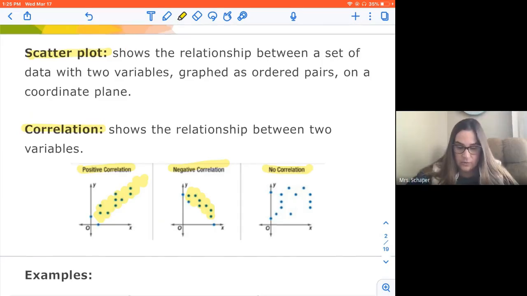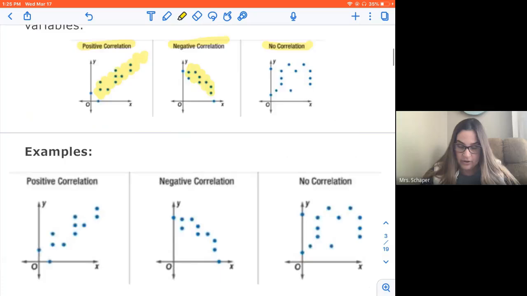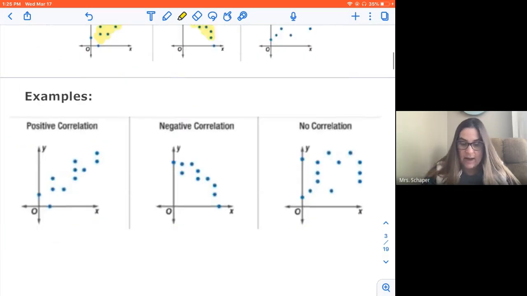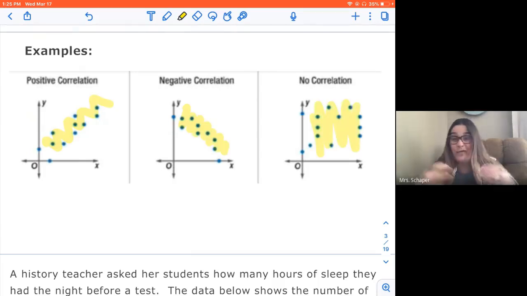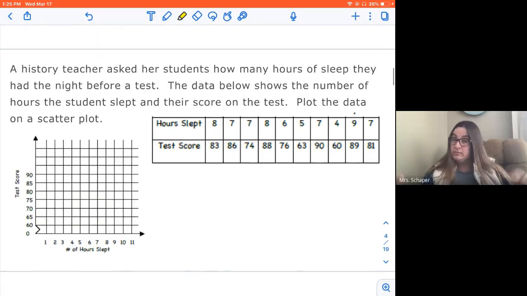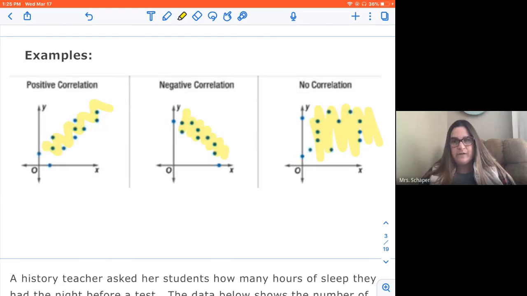So let's go through here again. It's very similar to what you saw here. Some examples. Positive moves upward left to right. Negative moves downward left to right. And no correlation is really just kind of all over the place. All right. So that's correlation. It's either positive, negative, or none.